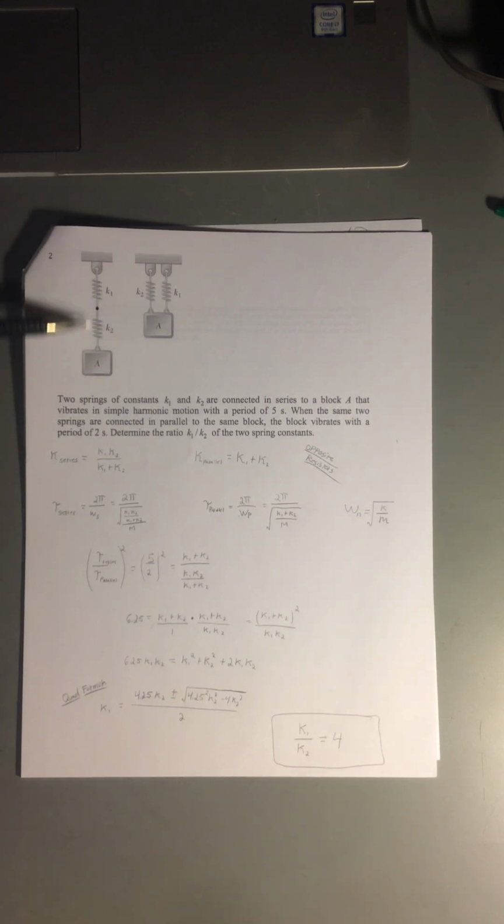We're told that the diagram where they're in series has a period of 5 seconds, and the diagram where they're placed in parallel has a period that's shorter, it's 2 seconds. And what the problem wants us to find is the ratio of these spring constants that will make those periods true.